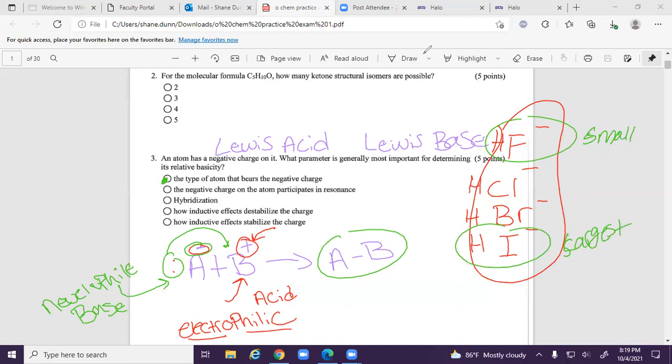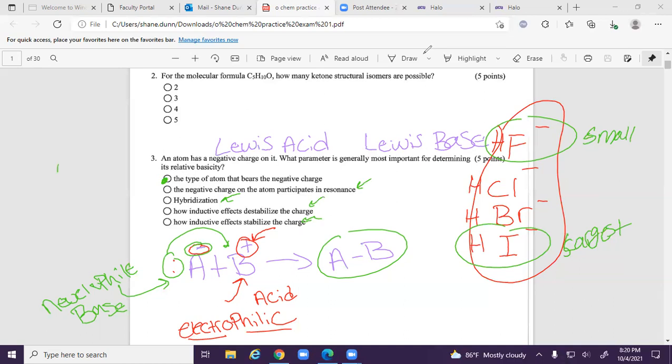That's more important than resonance structure. That's more important than hybridization. That's more important than inductive effects. So it's not that those aren't true. They all technically play a role in determining acidity and basicity, but it's the type of atom you always look for first, right?